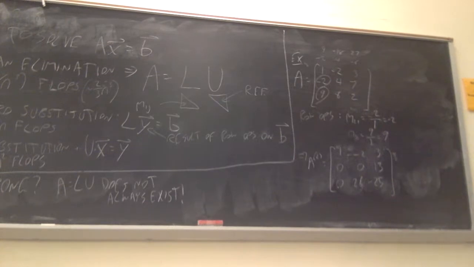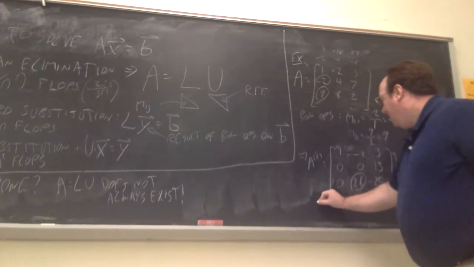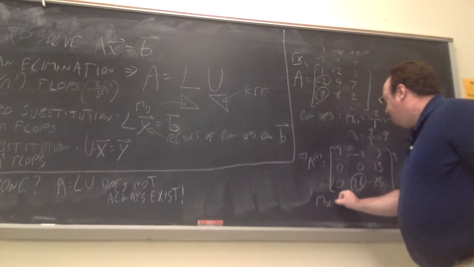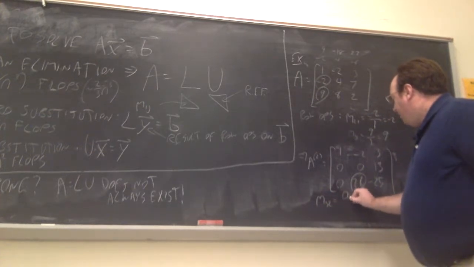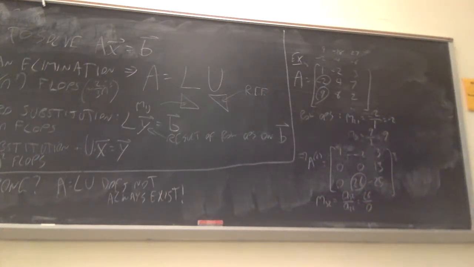Okay, so if we want to carry out Gaussian elimination, why is it that we cannot? Because that's 0, and my next multiplier, I want to get rid of this entry. So multiplier 3,2 is supposed to be A32 over A22, and we'd be dividing by 0. So this matrix A does not have an LU decomposition.